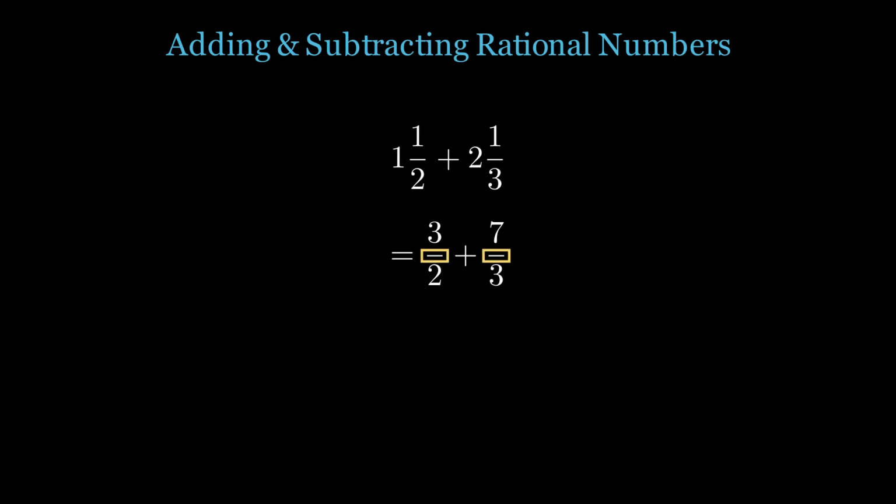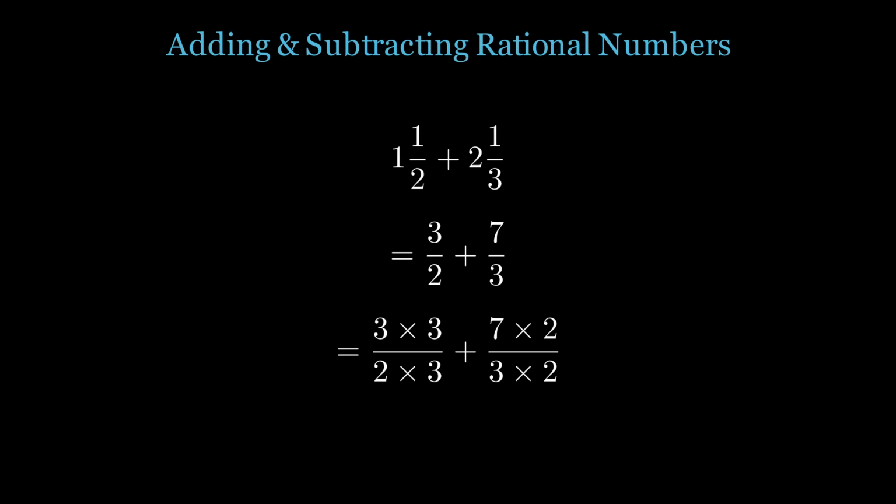A crucial rule of adding or subtracting fractions is that the denominators must be the same. Right now, our denominators are 2 and 3. To find a common denominator, we look for the least common multiple of 2 and 3, which is 6.